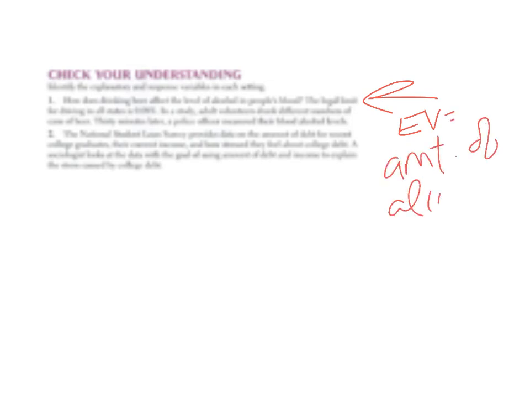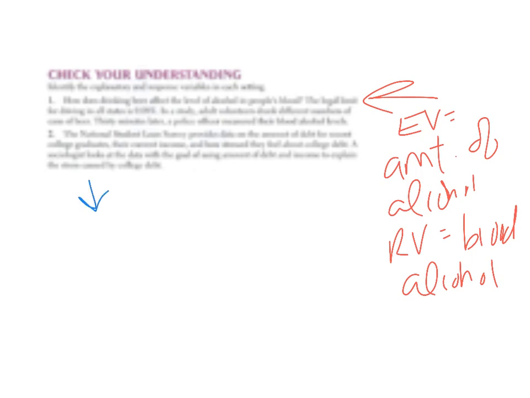So let's look at these two quick examples here. The first one: how does drinking beer affect the level of alcohol in people's blood? In this particular experiment, your explanatory variable would be the amount of alcohol, and your response variable would be blood alcohol levels. How do those change based on the amount of alcohol that was consumed?